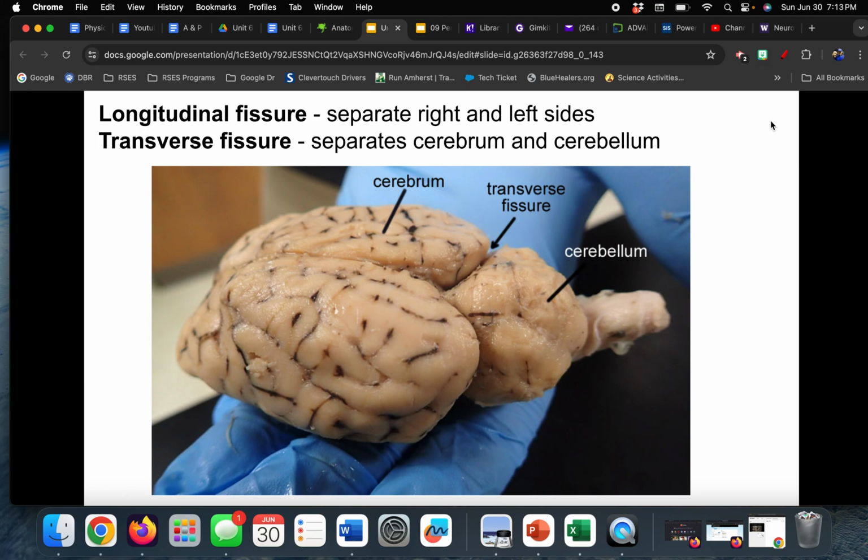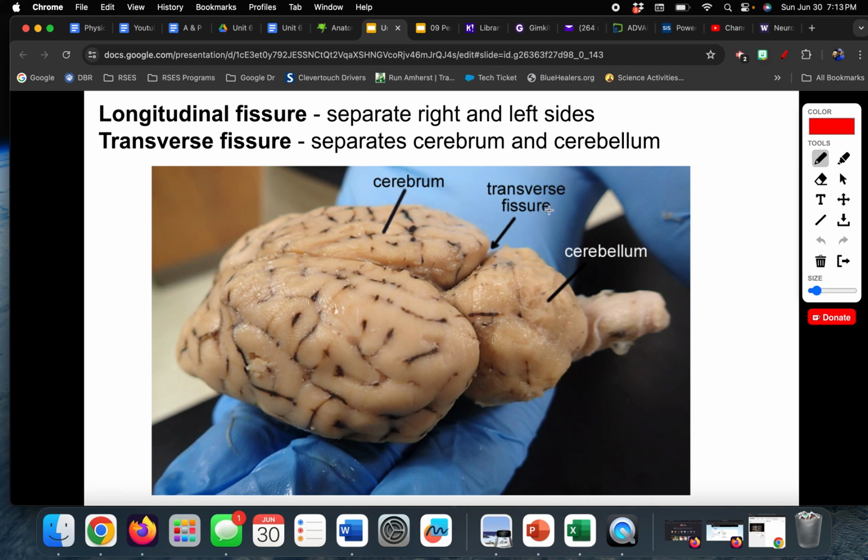All right, so fissures, they're going to separate parts of the brain. And if you look, well, you don't see the longitudinal fissure real good here. But we do see the transverse fissure, and we know the word transverse, so this shouldn't be a big deal. This big, deep space in between the cerebrum and the cerebellum, that would be our transverse fissure. And a longitudinal fissure, you can see a little of it here, separating our left and right side of the brain.